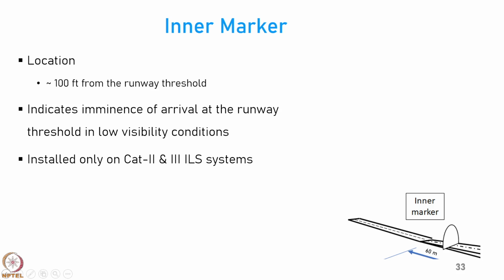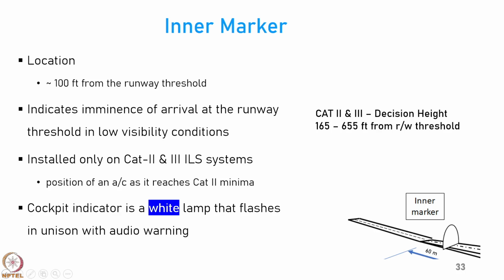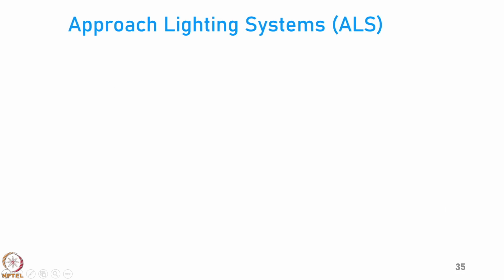This particular marker is only installed in category 2 and 3 ILS systems. It is not installed in category 1 systems, and this represents the aircraft position as it reaches the Cat 2 minima. Just like the middle marker corresponds to the Cat 1 minima, the inner marker corresponds to the Cat 2 minima. Okay? And in the cockpit, there will be a white lamp that flashes along with an audio warning. So, this is how the pilots get an indication about their approach.